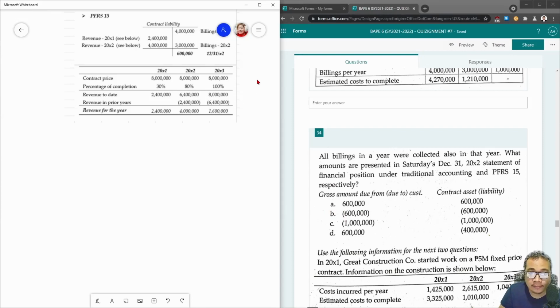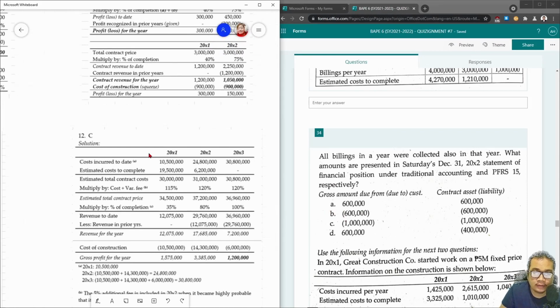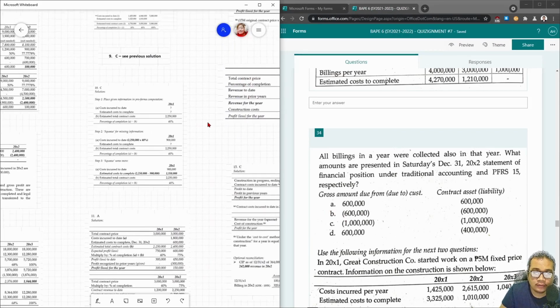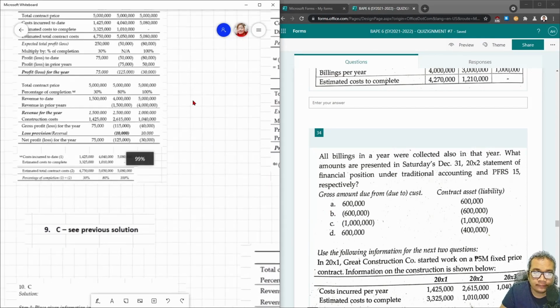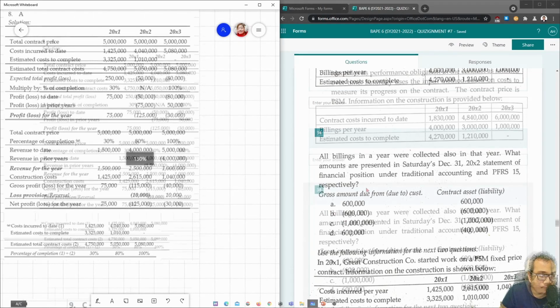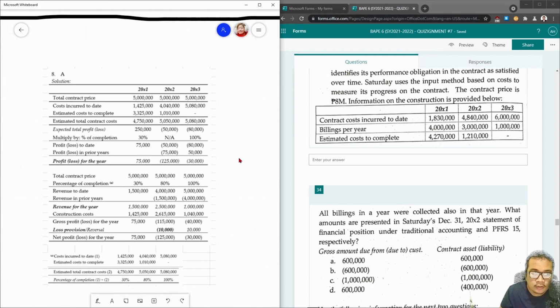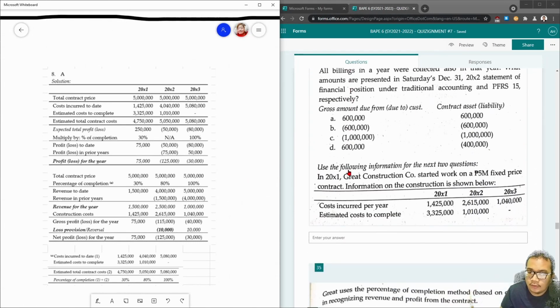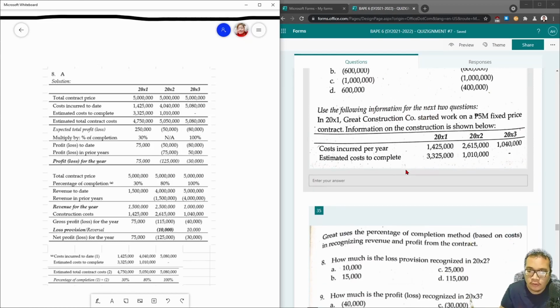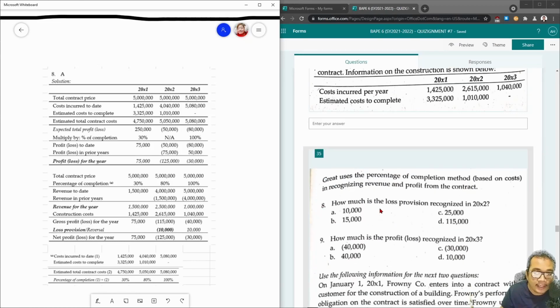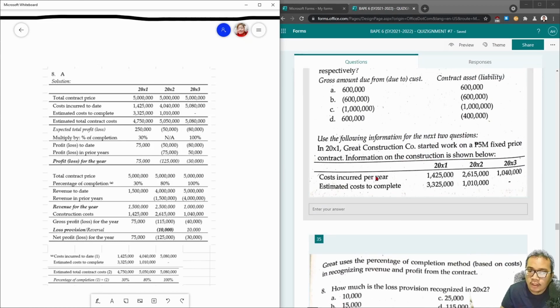So, let's go to number 8. Dito tayo sa number 8. Use the following information for the next two questions, which is for number 8 and number 9. So, in 20X1, Great Construction Co. started work on a 5 million fixed price contract. Information on the construction is shown below.